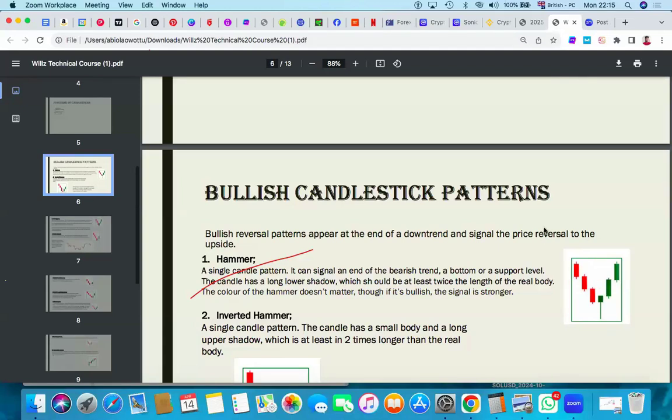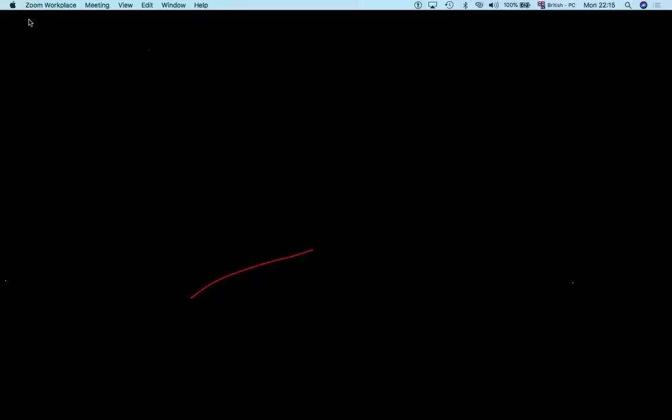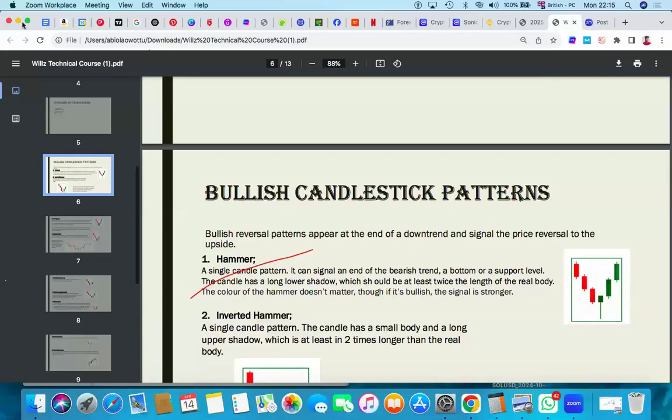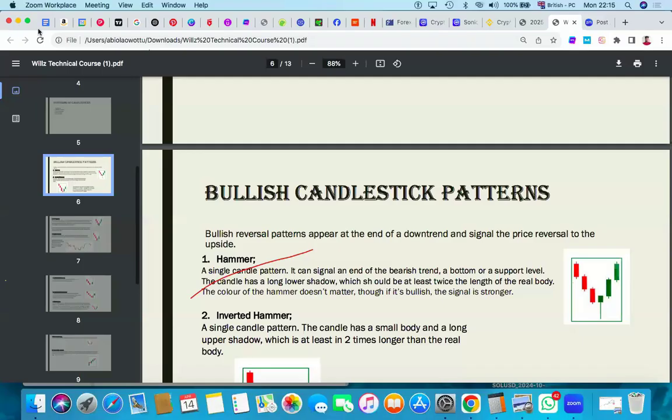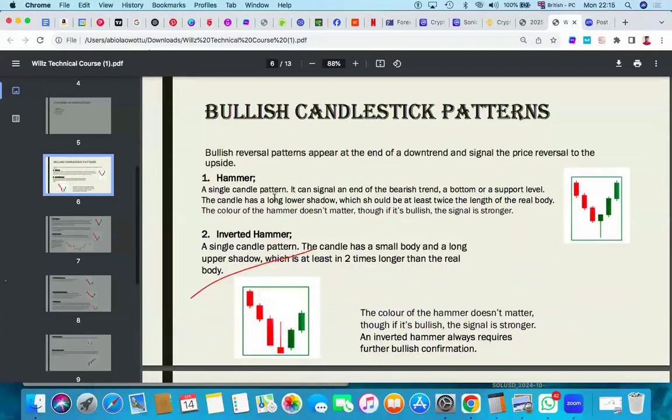So for the hammer, let's go through it again. So for the hammer, right?